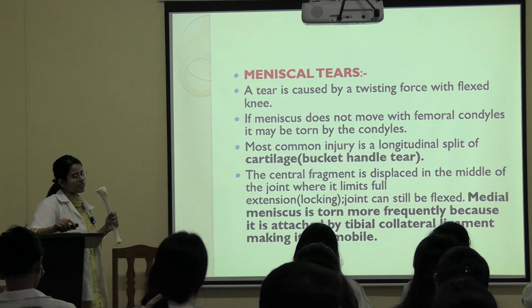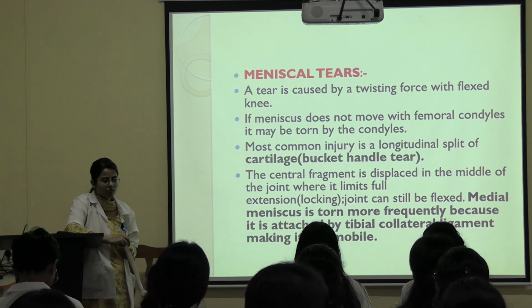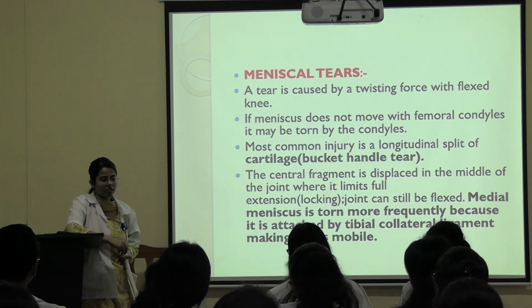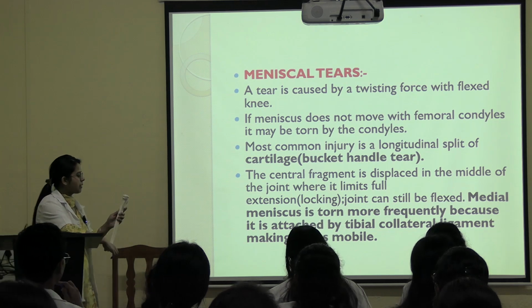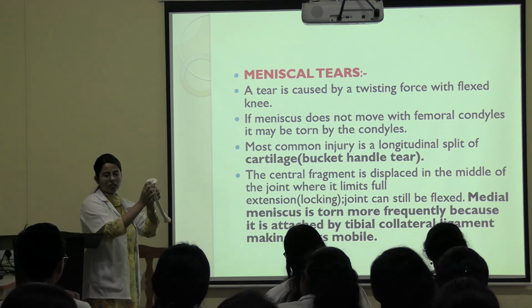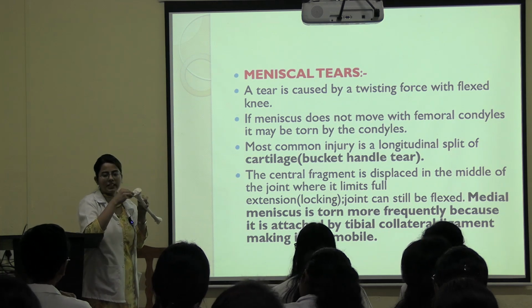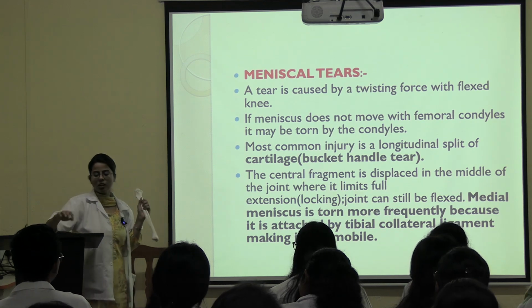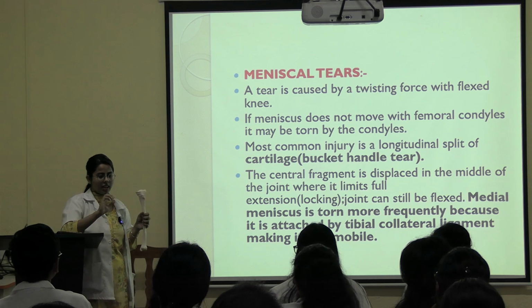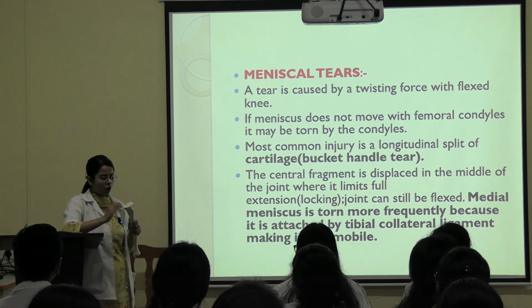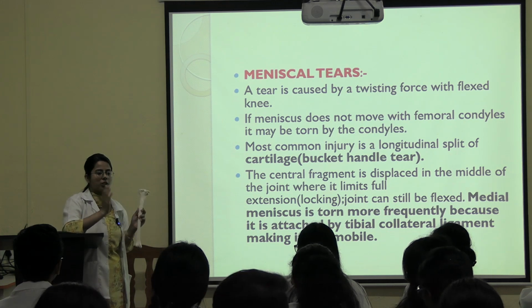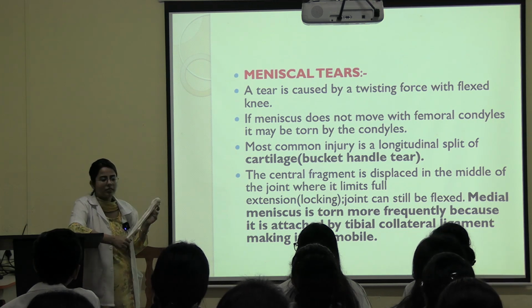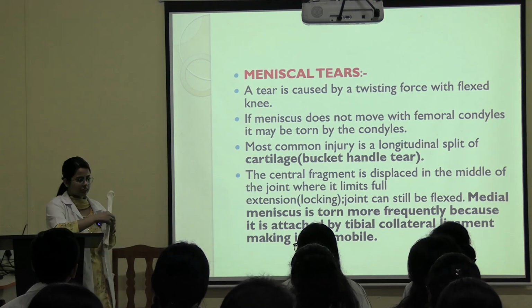Okay. Now meniscal tear. As I explained, meniscus. What I said? Fibrocartilage. These are shock absorbers. They basically increase this condylar area, so that the femoral condyles can fit in a better way and the range of movement is increased. Clear? So what happens when you keep your knee flexed and some twisting force is there? Normally this meniscus should move with the femoral condyles to prevent any injury. But if it does not move, then there will be meniscal tear.